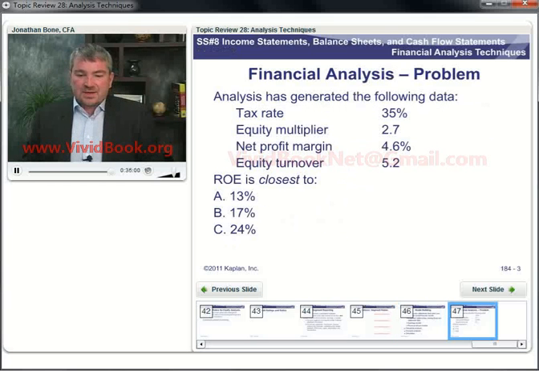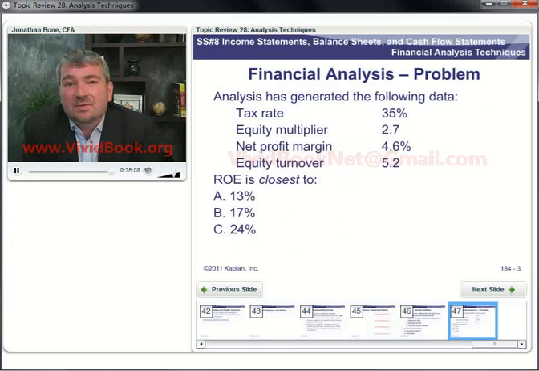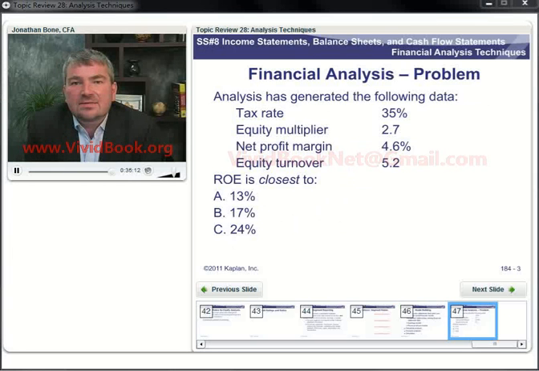Let's finish off with a question. We've got, what have we got here? Tax rate, equity multiplier, net profit margin and equity turnover. I see those elements and I'm thinking, ooh, okay, probably looking at DuPont. Now let's have a look. Can we do three-stage DuPont? In order to do that, I'd need my net profit margin times asset turnover times the financial leverage multiplier.